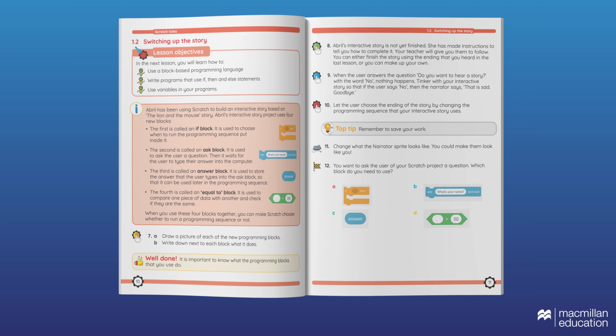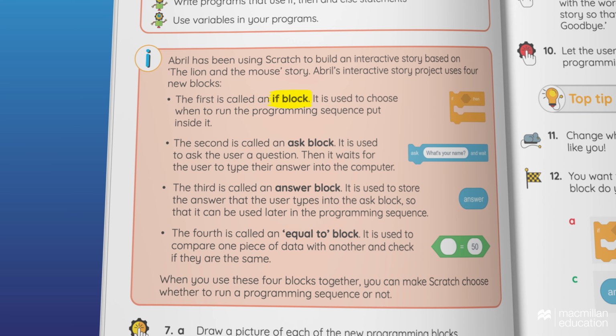In lesson 2, they're going to be looking at the Lion and the Mouse story. They did look at this in lesson 1 very briefly as well and identified the character, plot and setting within that lesson. They're now going to explore that interactive book using Scratch, and they're going to look at specific blocks within it. And we've got the if, ask, answer and equal to block. So they're going to explore using these blocks and what they do to help that story move along. They then get an opportunity to tinker or play with those blocks as well.